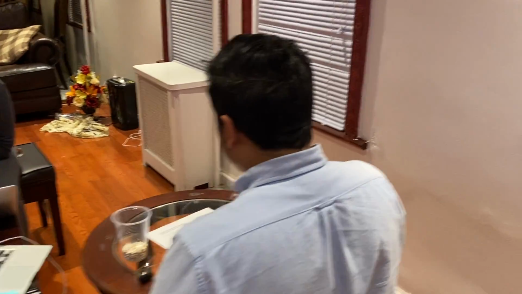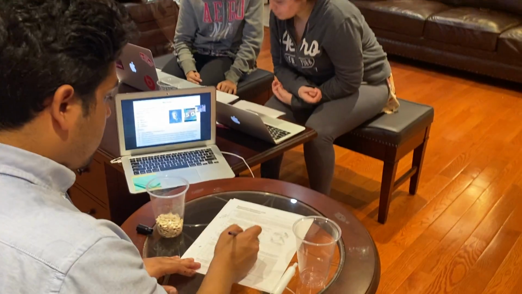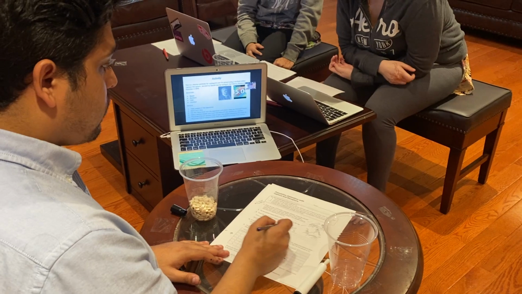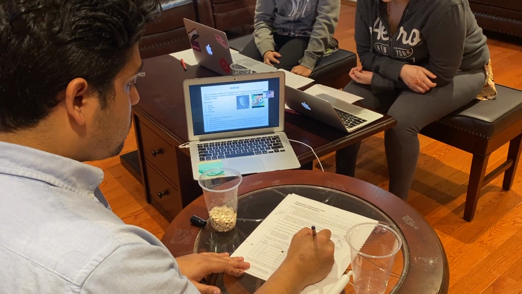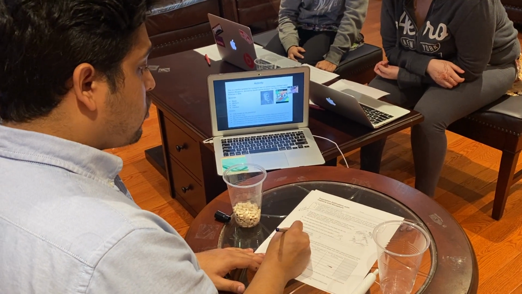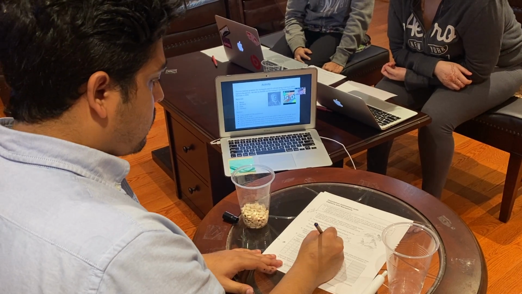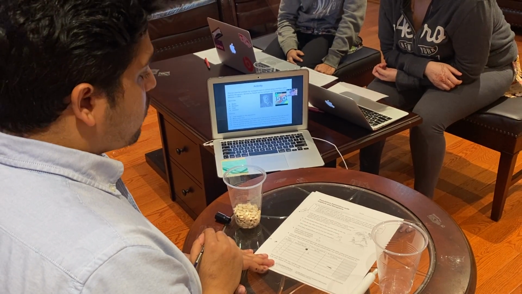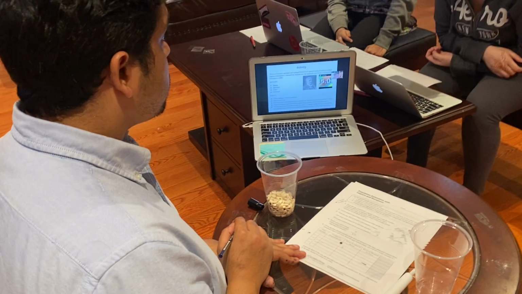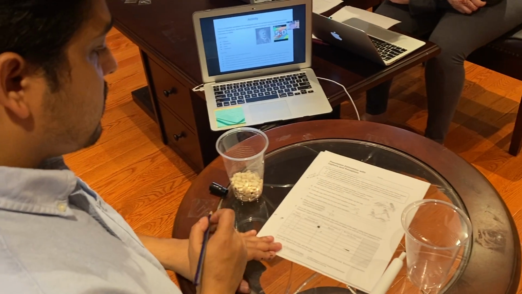It says, write a ratio representing marked beans in the handful. So we had how many marked beans? 3. Total beans in the handful? 30. 3 over 30. We can reduce that, right? For now, let's leave it as it is.